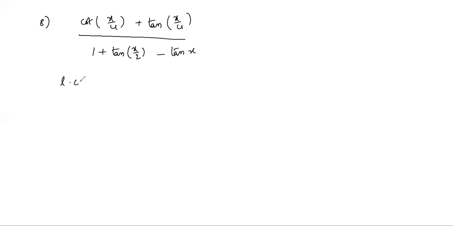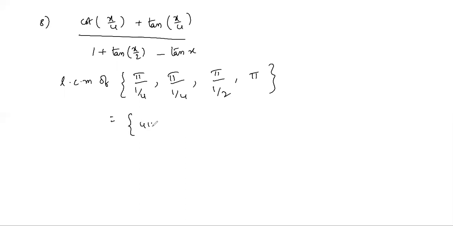of the individual periods. The period of cot x by 4 is pi divided by the coefficient 1 by 4. Next, the same, pi by 1 by 4. Next, tan x by 2 is pi by 1 by 2. And tan x is pi. So you have to take the LCM of all these. So it is equal to 4 pi, 4 pi, 2 pi, and pi. So LCM is 4 pi. So the period of the given function is 4 pi.